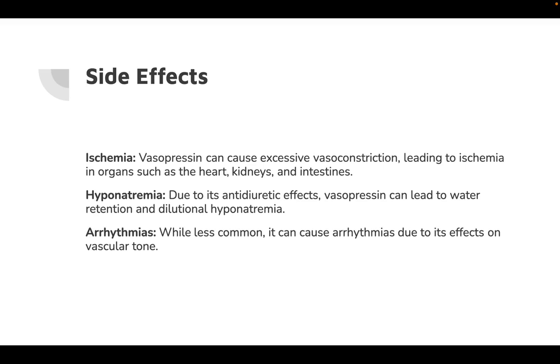So what are some side effects to be on the lookout for when utilizing vasopressin in the ICU? Firstly, you want to be on the lookout for ischemia, and this is because vasopressin can cause excessive vasoconstriction, leading to ischemia in organs such as the heart, kidneys, and intestines. The second would be hyponatremia, and this is due to its antidiuretic effect. Vasopressin can lead to water retention and dilutional hyponatremia. And lastly, you want to be on the lookout for arrhythmias. While less common, it can cause arrhythmias due to its effects on vascular tone.